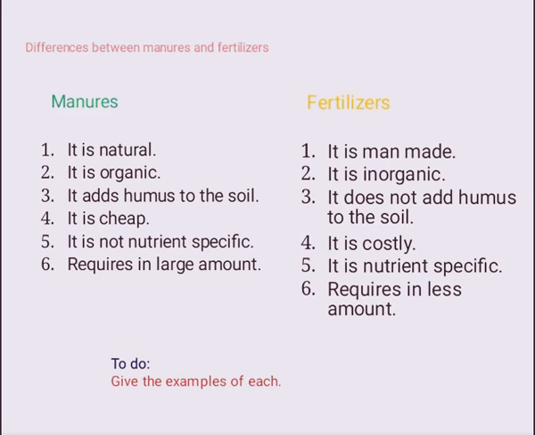Fertilizers are nutrient specific. Nutrient specific means to provide the particular nutrients which are required by the plant. For example, if the plant requires phosphorus, fertilizers rich in phosphorus are added to the soil. Manures are required in large amounts and fertilizers are required in less amount. Can you give examples of each?